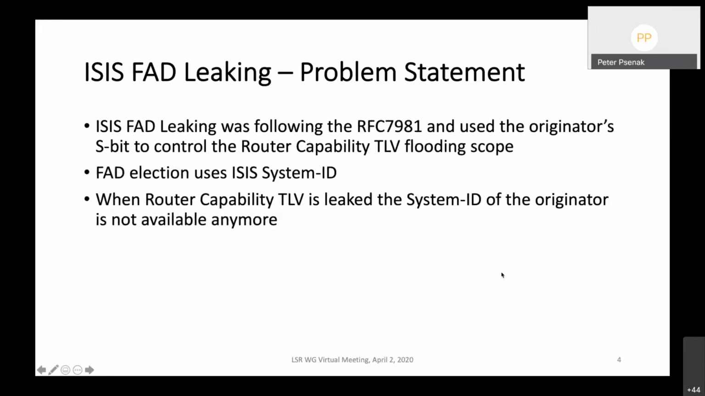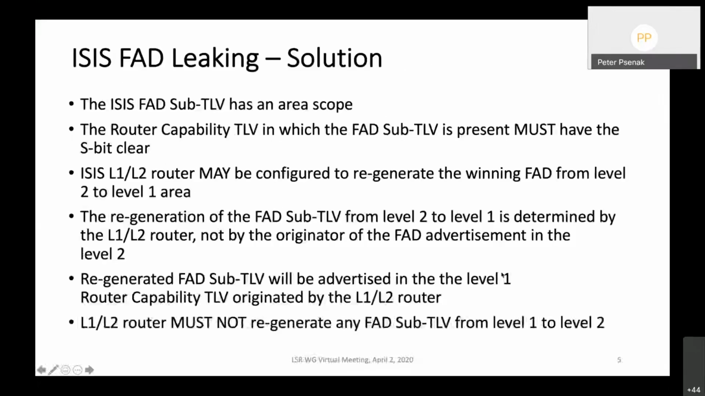The problem is that the FAD election uses the ISIS system ID, and when the router capability TLV is leaked, the system ID of the originator is not available anymore. So what we came up with as a solution is that the ISIS FAD only has an area scope. That means that it can only be flooded in the router capability TLV where the S-bit must be clear.